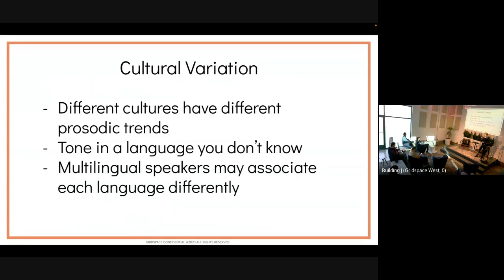Different cultures have different prosodic trends. Imagine you're brushing your teeth and trying to communicate with someone, but you can't use words. We tend to mumble along with prosody, and you can generally get a sense of what people mean. If you were talking to someone who spoke a language with a different prosodic trend, that actually wouldn't be true. So again, a lot of our meaning comes from the prosody, not just the language. Also, you sometimes have different emotional associations with different languages if you're multilingual.